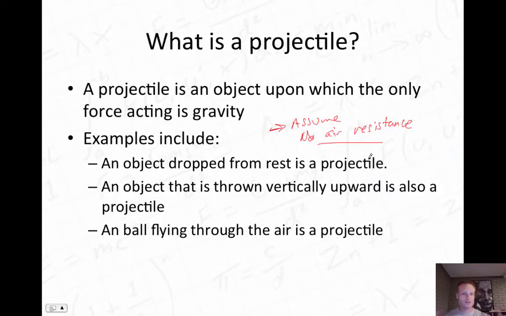It's actually pretty simple when you really start to think about it. It's just, is the only force acting on this gravity? If it is, then it's a projectile.